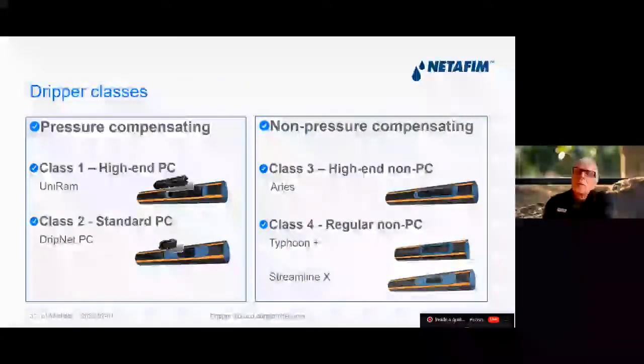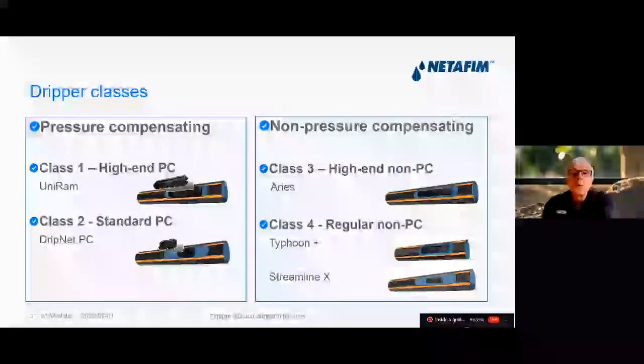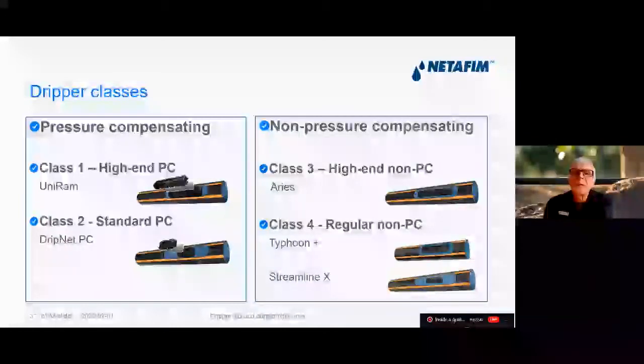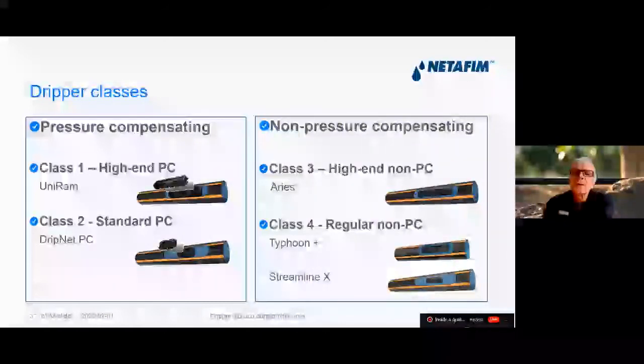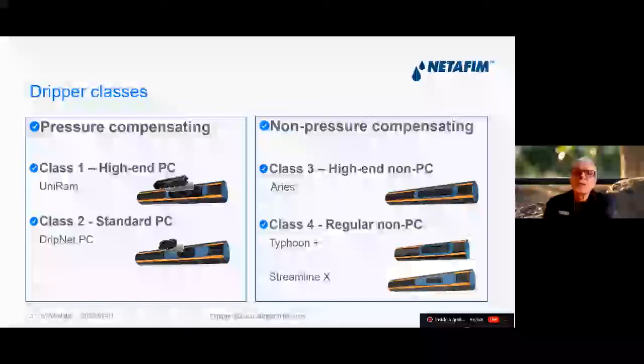Now, if you remember in webinar 1, we looked at the classes of drippers, where we have pressure compensating and non-pressure compensating. We defined as class 1 your high-end pressure compensating drippers, and as class 2 your standard pressure compensating dripper. In this case with us, it's the DripNet PC. And then with the non-pressure compensating drippers, as class 3, we defined Aries, our high-end non-pressure compensating dripper. And class 4 was our regular non-PC drippers, Typhoon Plus and Streamline X.